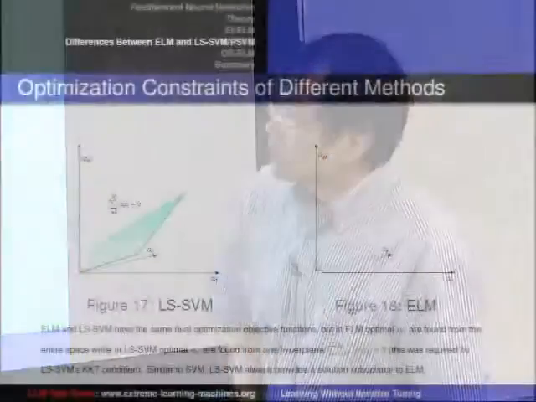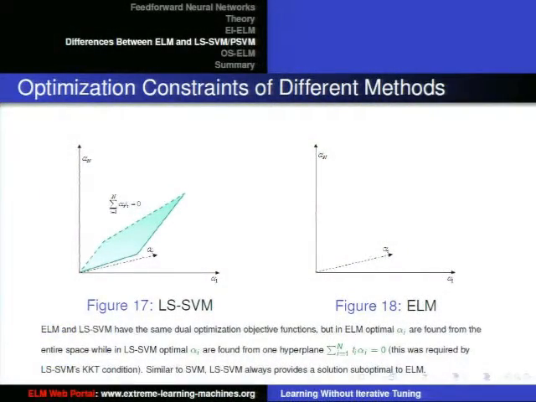But ELM has to satisfy universal approximation first. So ideally, in the feature space, that means the so-called hidden layer feature mapping space, the separating margin should pass through the origin. So we do not need to have B here. So this is the main issue. Due to this B, the problem comes.